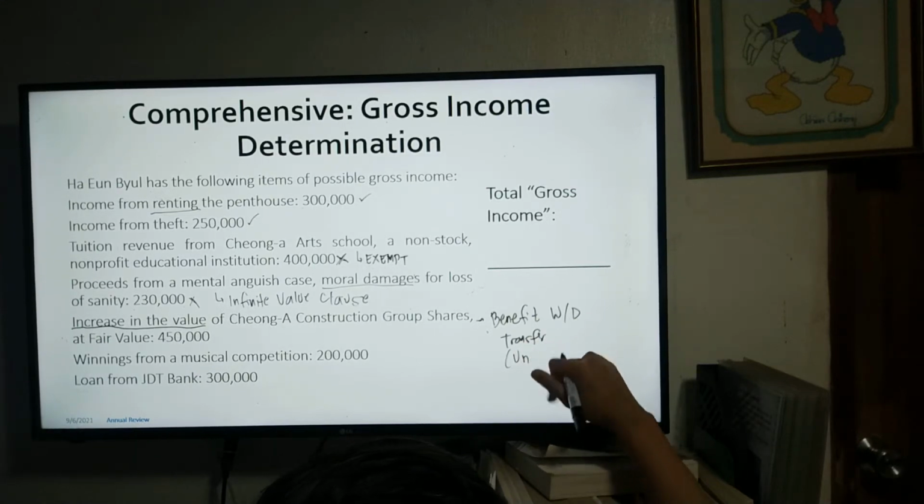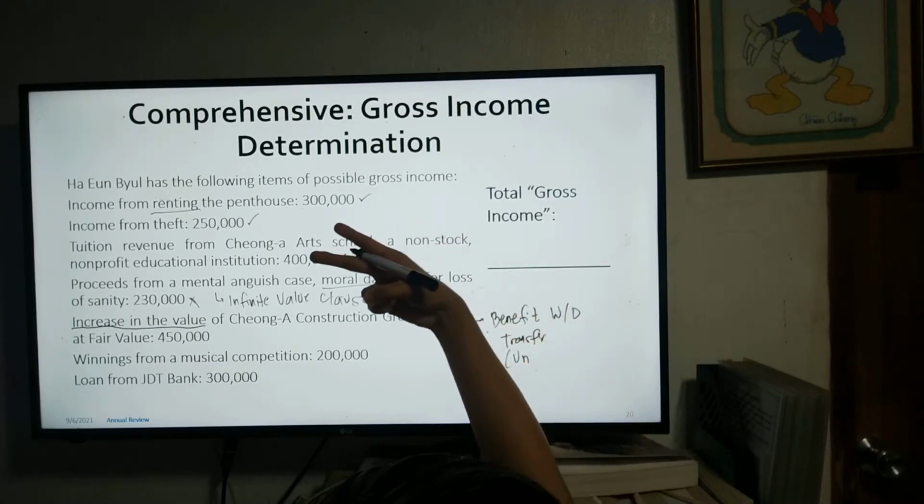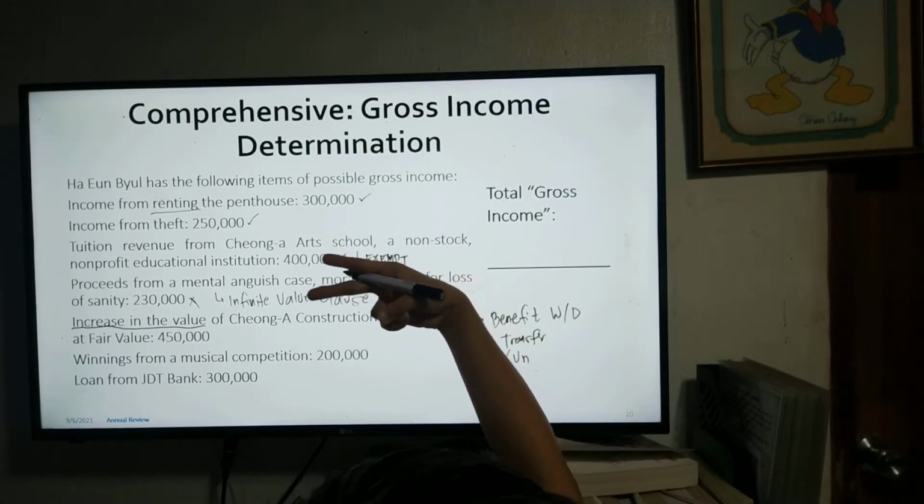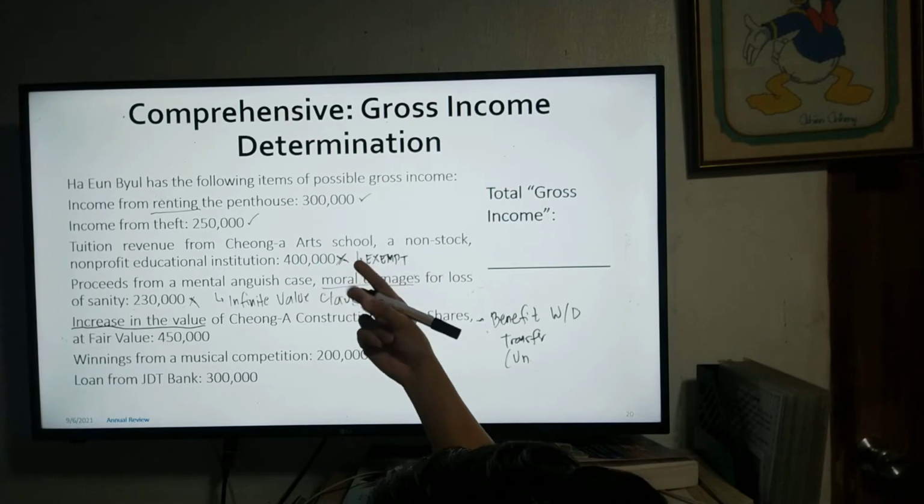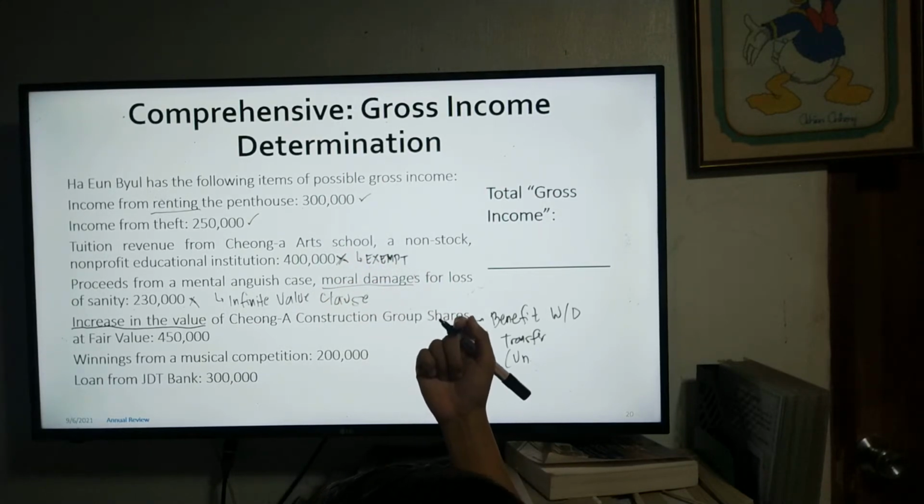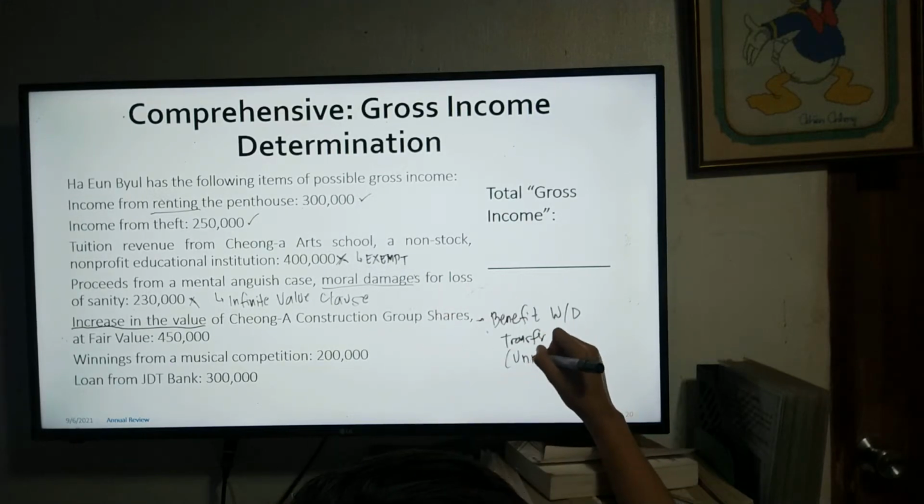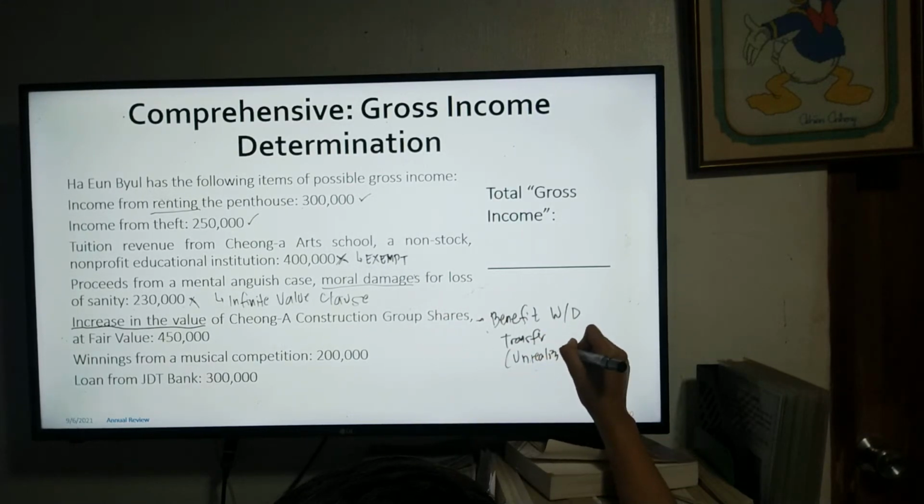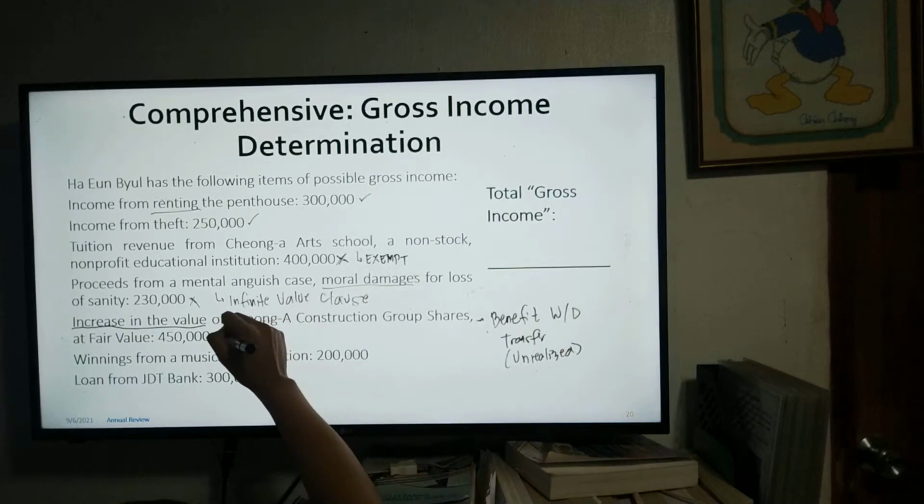So, with this, it has violated the second test. It might be a return on capital. It might not be exempt. However, it was unrealized, which makes it not a gross income.